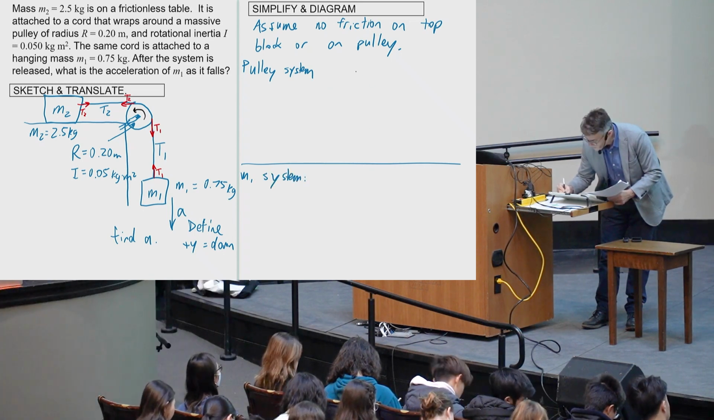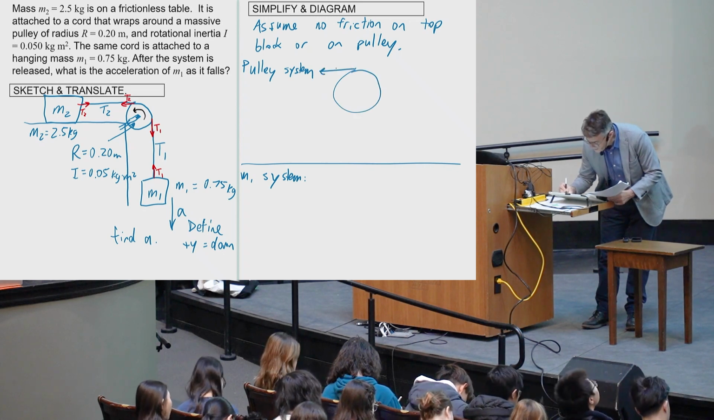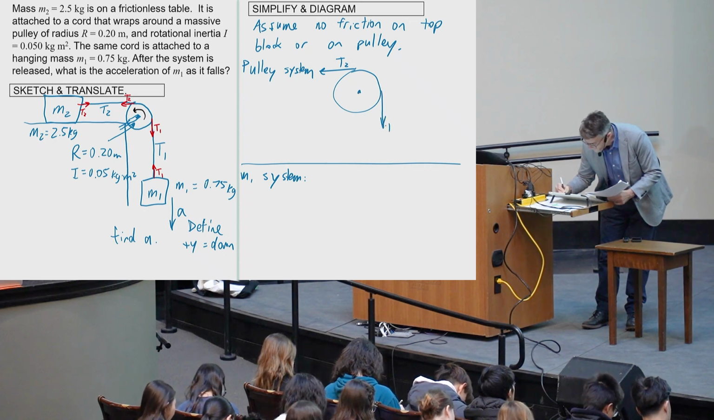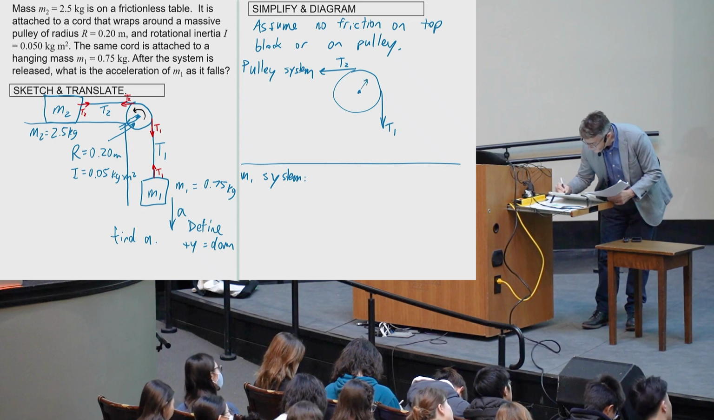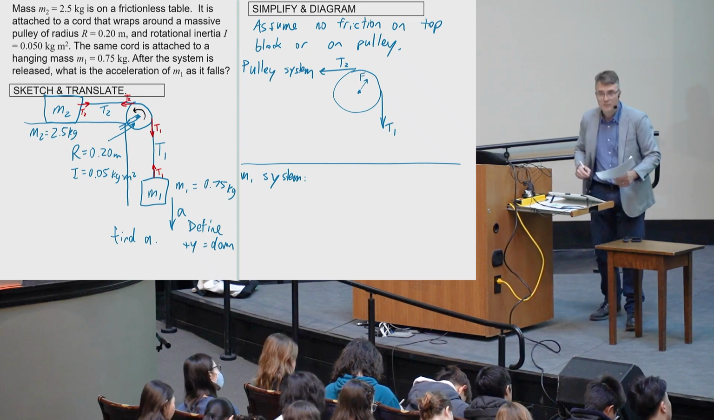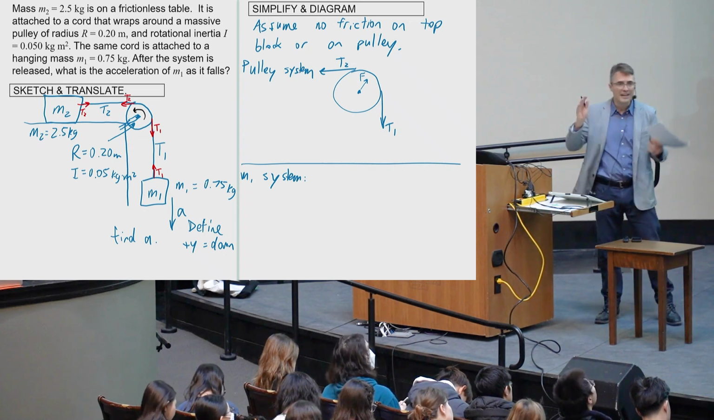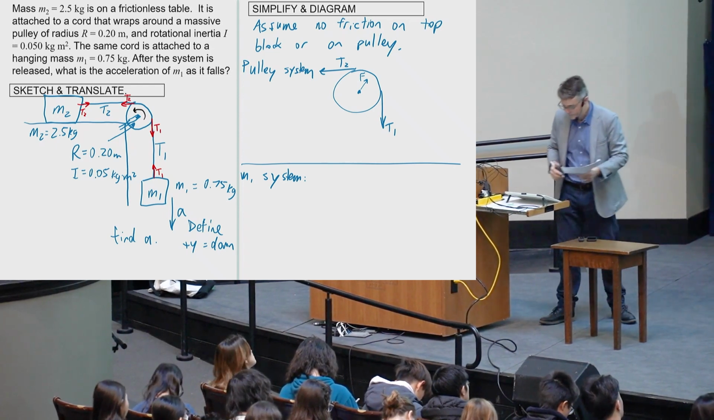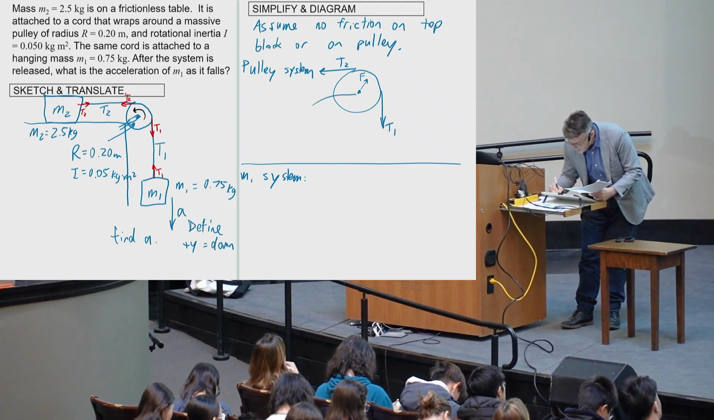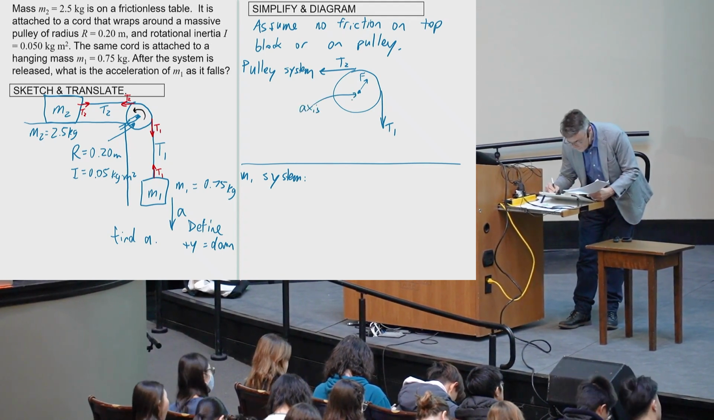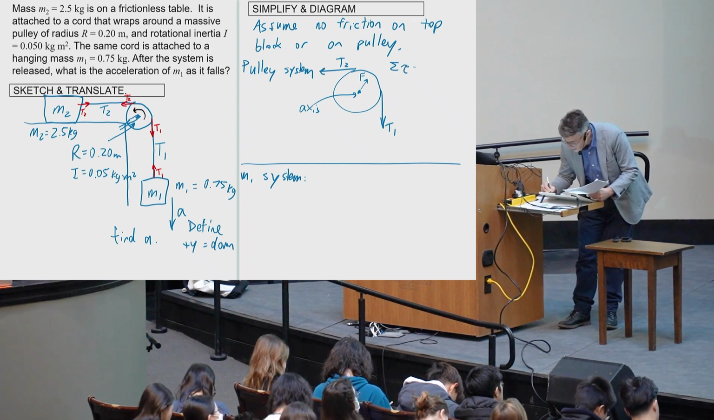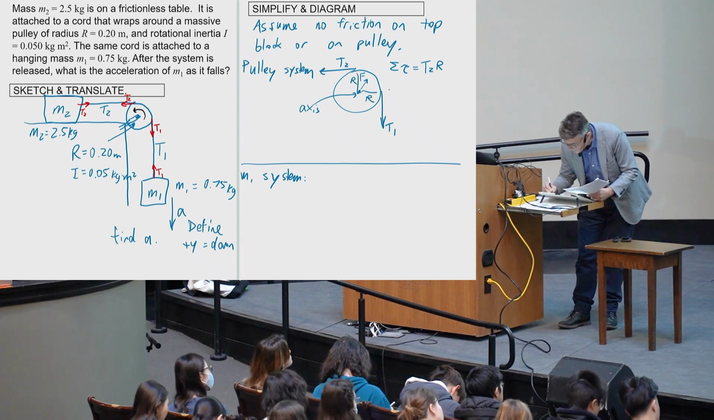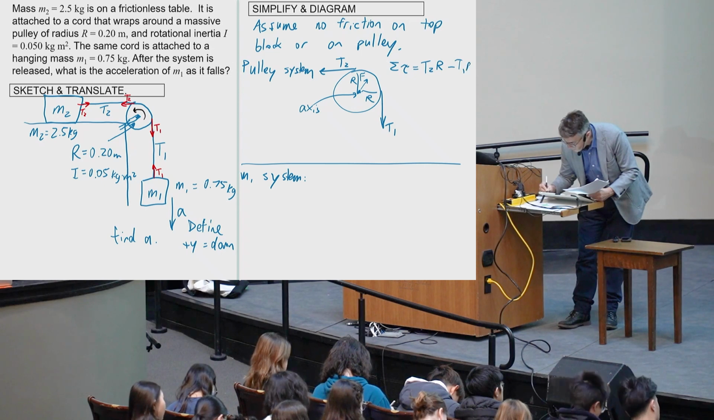So the pulley system will look like this. We've got a circle, we've got T2, and we've got T1, and there might be some force here that we don't care about. I'll just call it F, which doesn't exert any torque. But that might hold the pulley in place so that it doesn't accelerate around. Right? So we're going to call this the axis at the center. It actually does rotate around. And the sum of the torques is going to be T2 times R, because this is the distance R, minus T1.